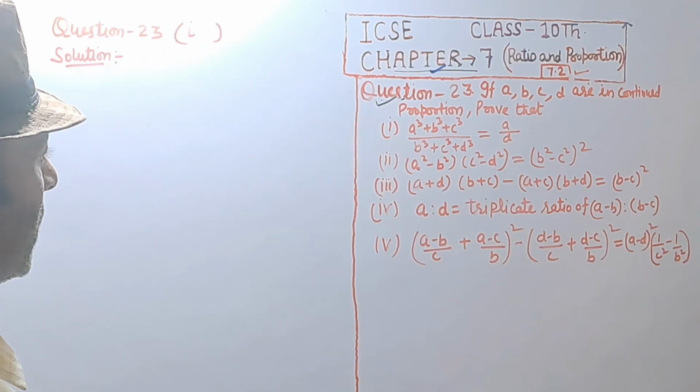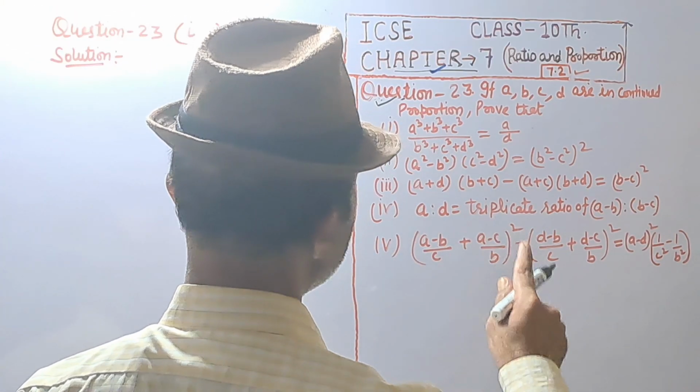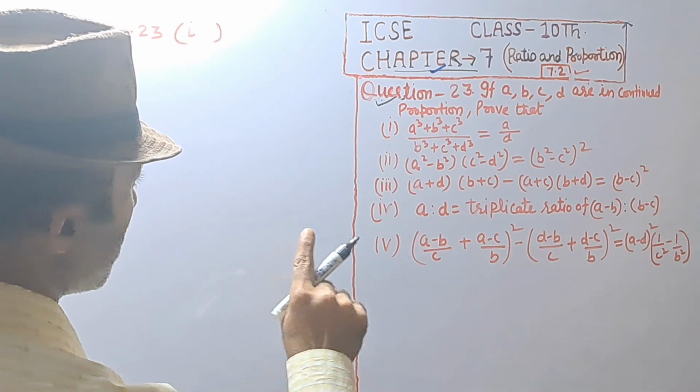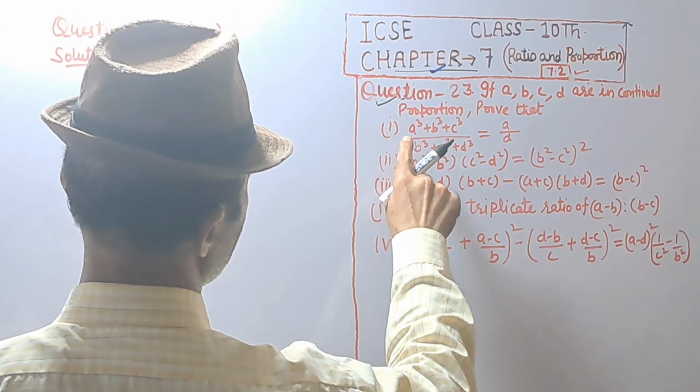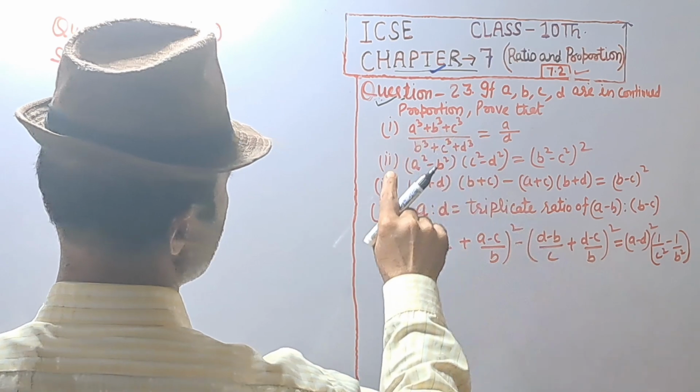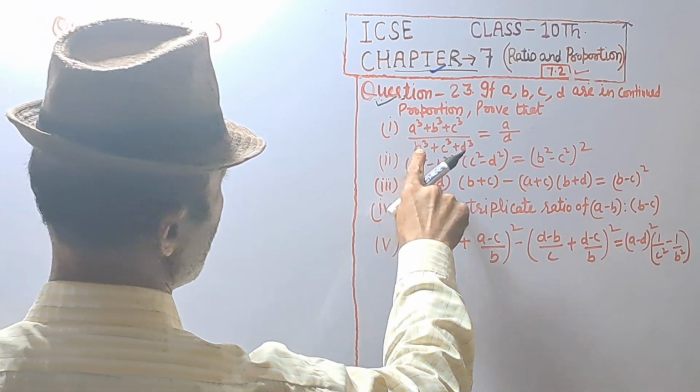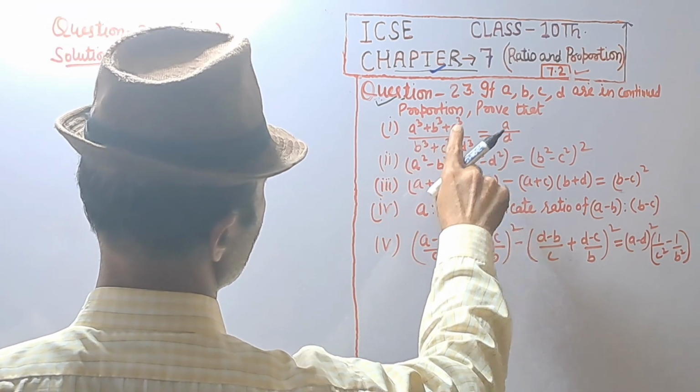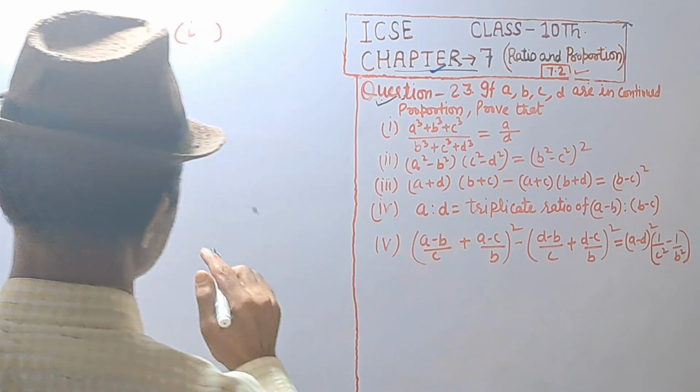Question number 23. If A, B, C, D are in continued proportion, prove that (A cube plus B cube plus C cube) divided by (B cube plus C cube plus D cube) is equal to A upon D.